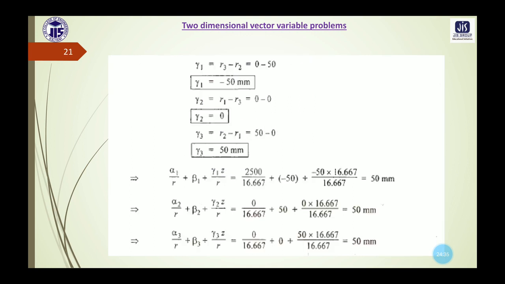Next, we need to calculate the value of gamma 1, which is R3 minus R2, that means minus 50 millimeter. Then gamma 2 is R1 minus R3, which is 0, and gamma 3 is R2 minus R1, which is 50 millimeter.